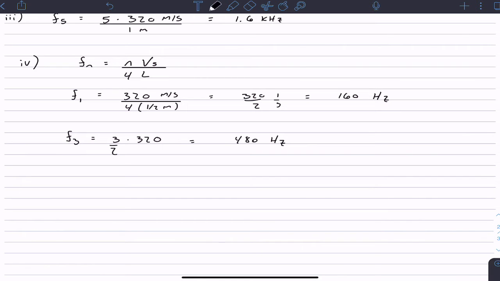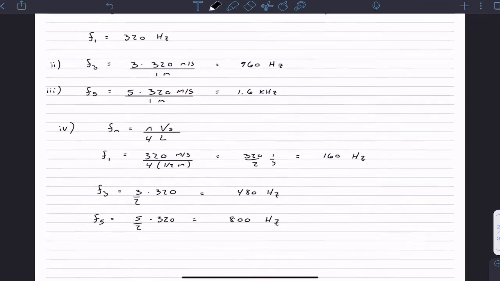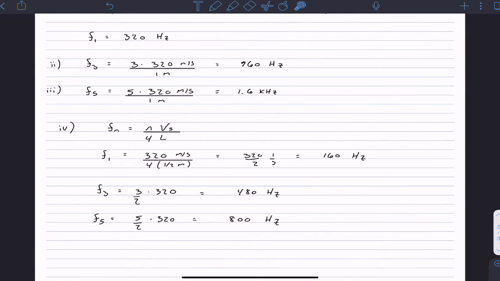Only odd valued harmonics are available in a tube where one side is closed and one side is open. Okay, so now we go to the fifth, and we go 5 halves times 320. That's going to give us a value of 800 hertz. Okay, so still increasing, but a little less, right? So we had 320, 160, then we had 960, 480, then we had 1.6 kilohertz and 800.